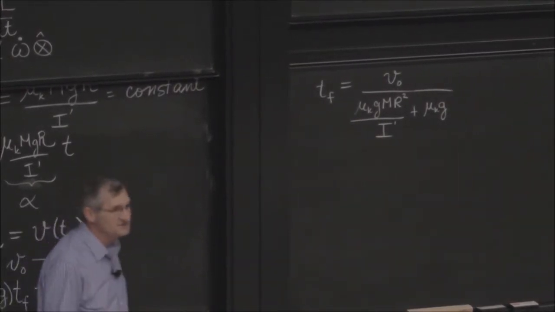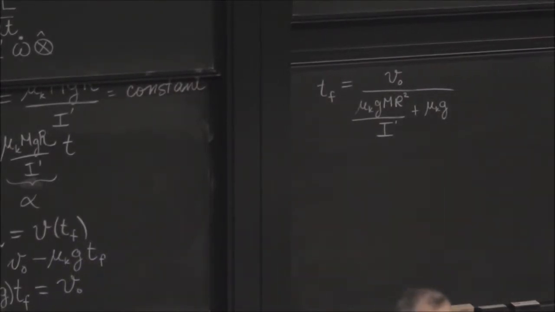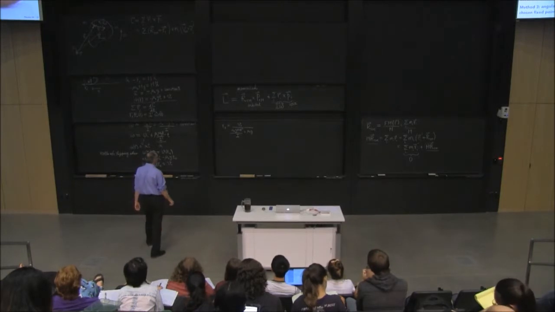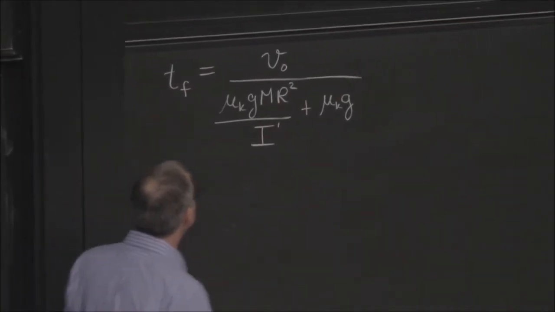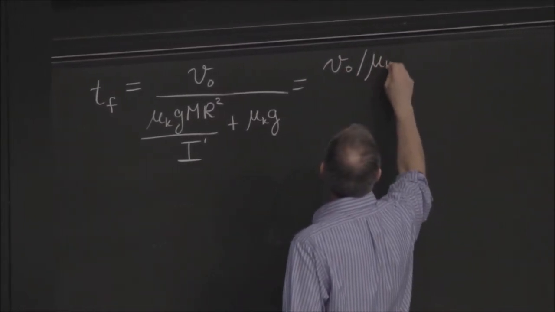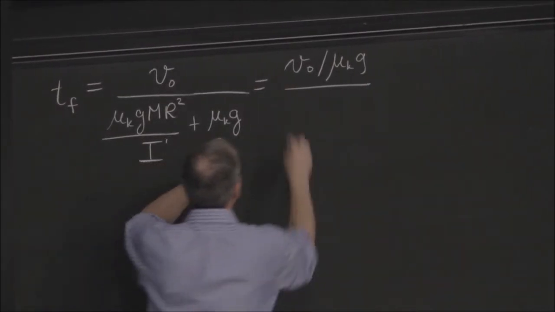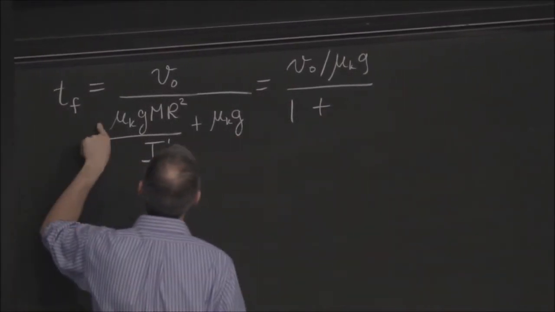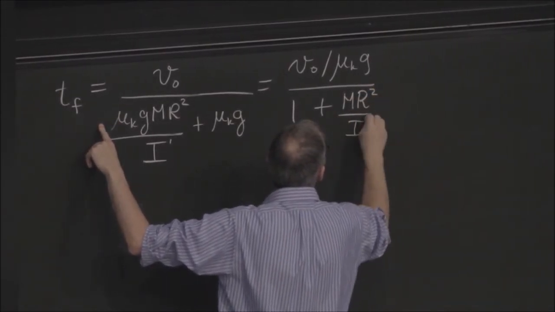Does that have any chance of being correct? Certainly it seems like I should factor out the mu sub k and the g. And then on the bottom, I have a 1 plus mr squared. Oh yeah, that's going to work. Mr squared over I prime.